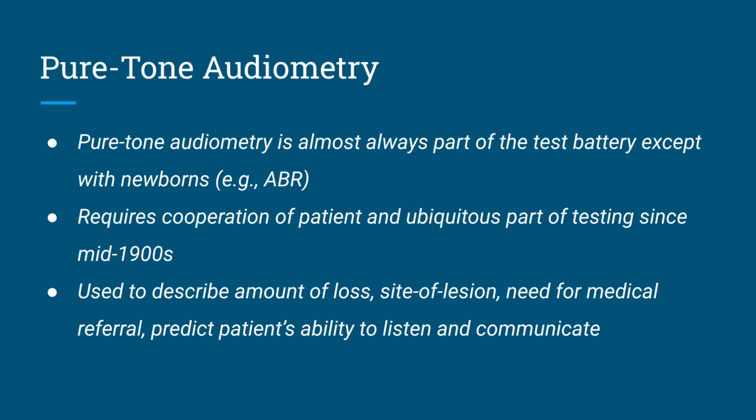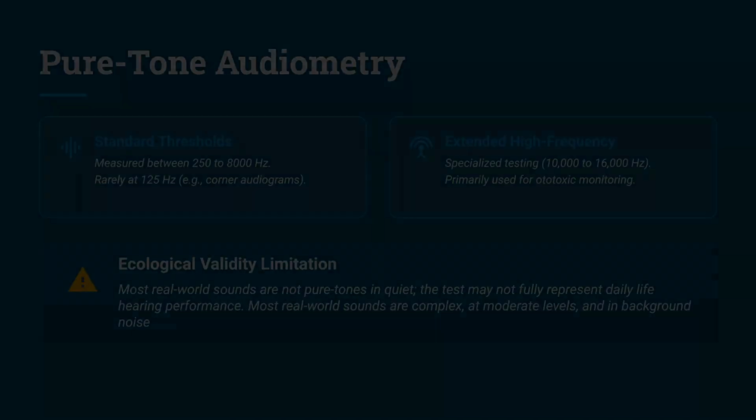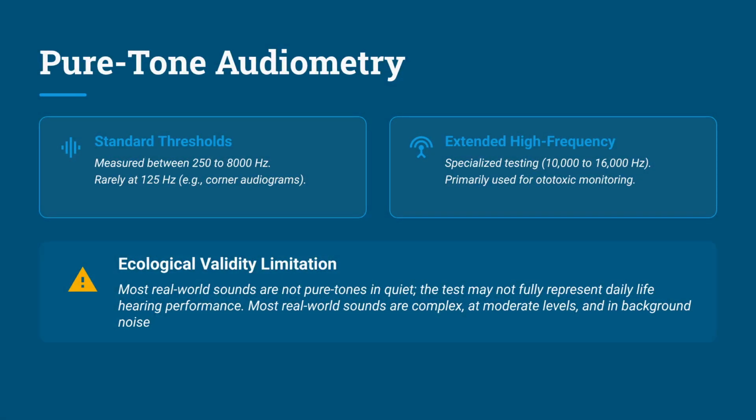The key thing with pure tone audiometry is it requires cooperation of the patient, and it is a ubiquitous part of testing since the mid-1900s. It's used to describe the amount of loss, site of lesion, need for medical referral, and predict a patient's ability to listen and communicate. Standard thresholds that we test, I mentioned, are 250 to 8,000 hertz.